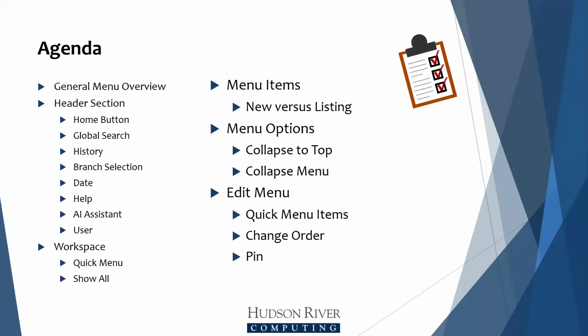So we're going to go through the agenda real quick, kind of a general menu overview. We're going to go through the header section of the menus, and then how the workspaces work, or basically the menus themselves, and how you can select items within the menu. So let's get started.